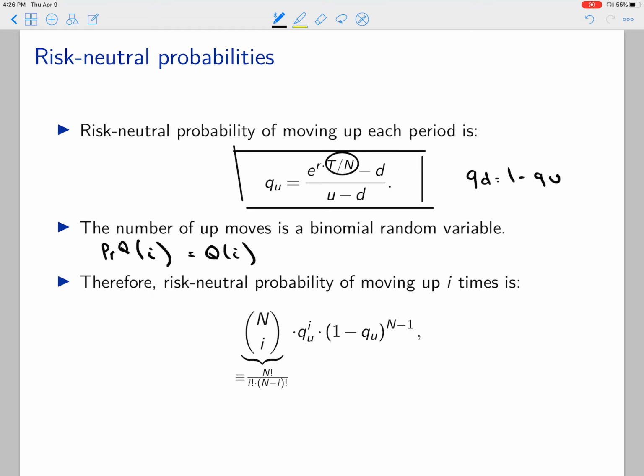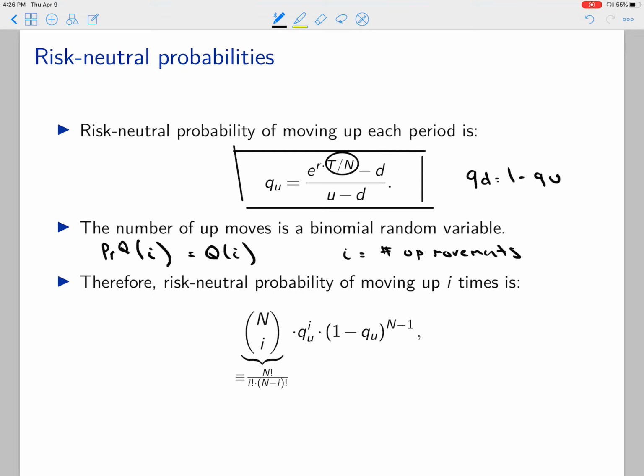It turns out that the number I, which is the number of up movements, is just the number of successes in these n periods or trials, where the probability of a single success or a single up movement is given by QU. If you think back to Stats 101, this describes a binomial random variable. It was the number of heads, given n coin flips. And there are well-known formulas for the probabilities, mean and variance for these types of random variables.